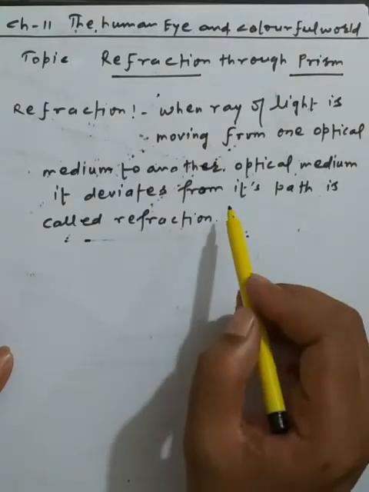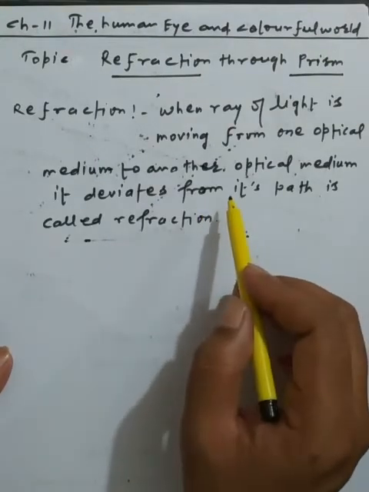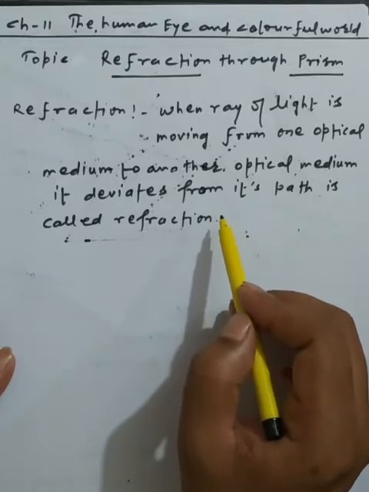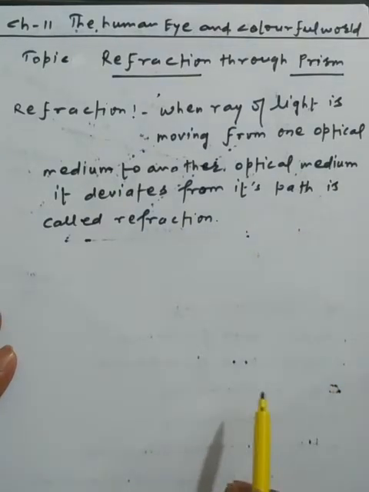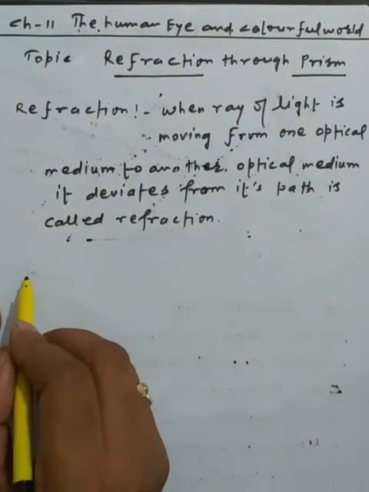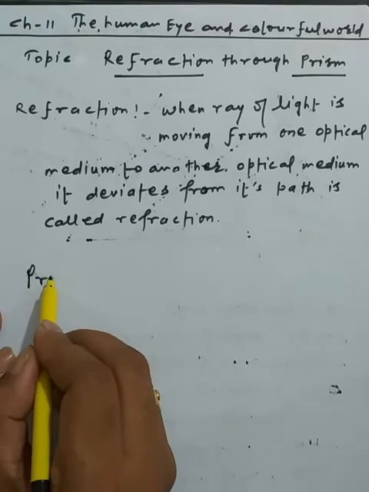So here we have the simplest definition of refraction. When a ray of light is moving from one optical medium to another optical medium, it deviates from its path, which is called refraction. Now here we have the new term that is called the prism. So what actually is the prism?